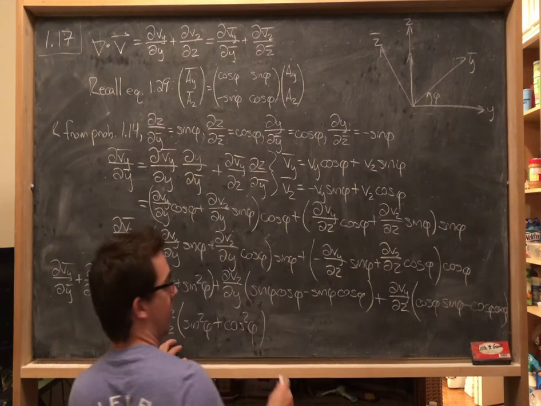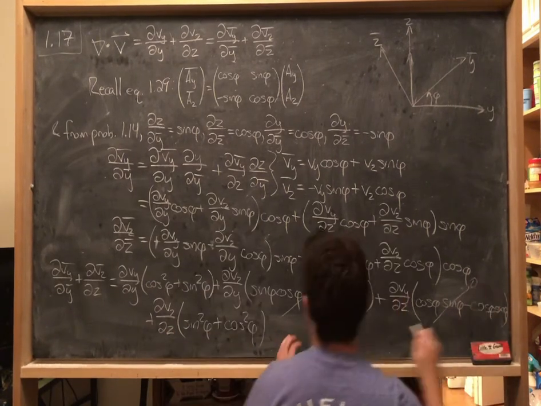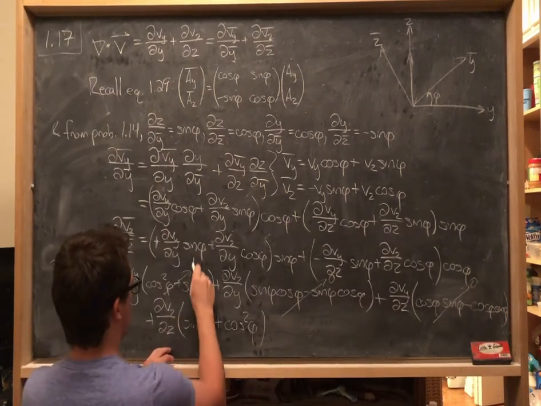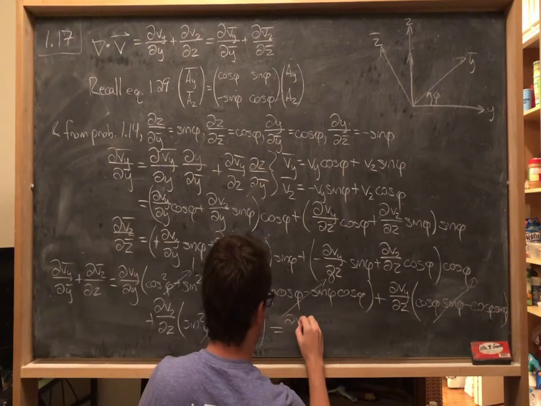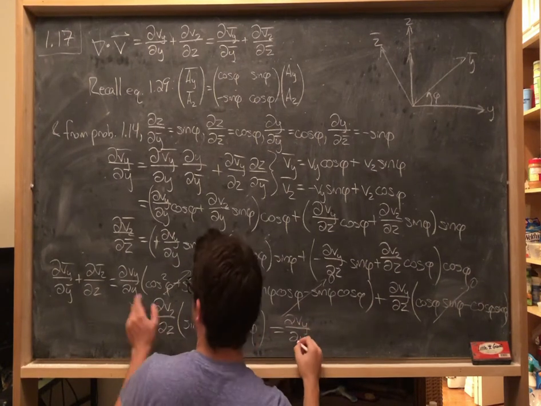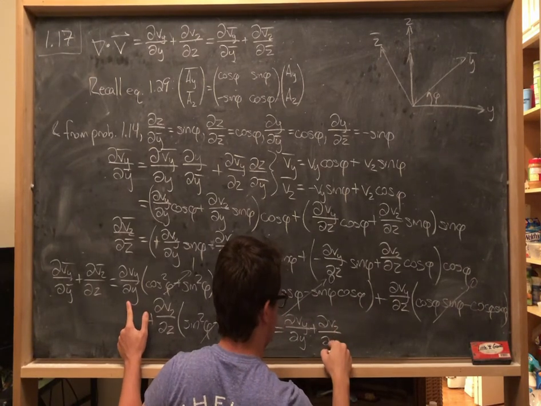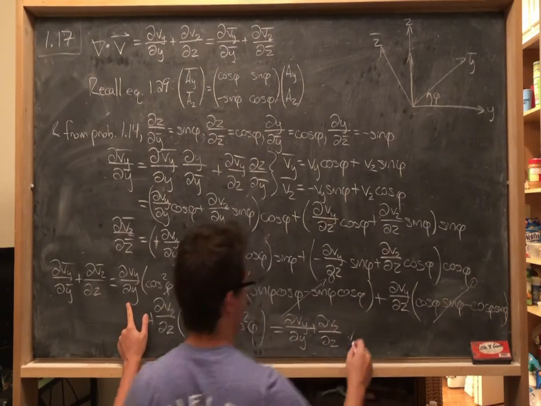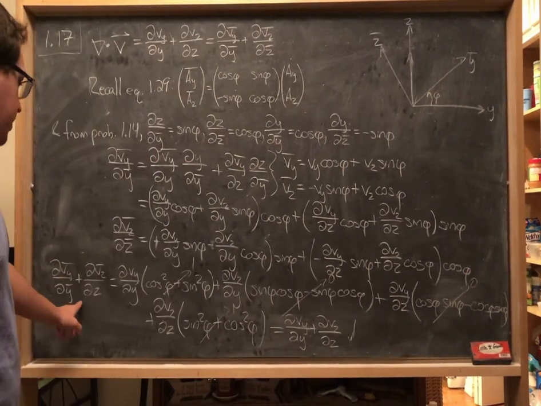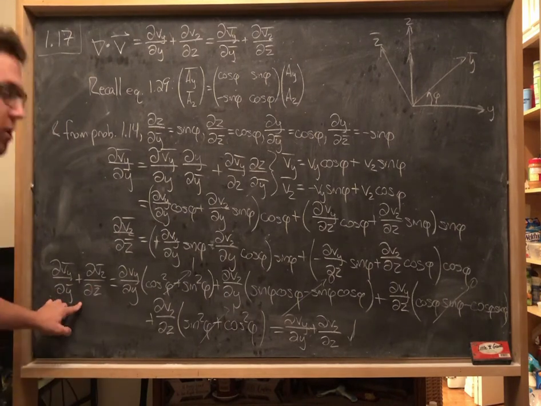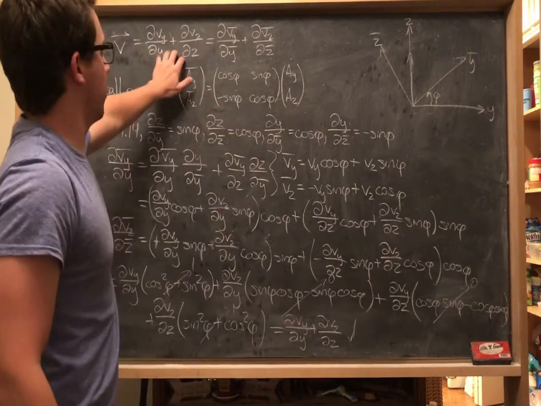These two, of course, equal 0, these two, of course, equal 0. And then sine squared plus cosine squared is 1. And so thus, this all works out to d vy dy plus d vz dz. And there we go. So d vy bar d y bar plus d vz bar d z bar equals d vy dy plus d vz dz. This is the result we're looking for.